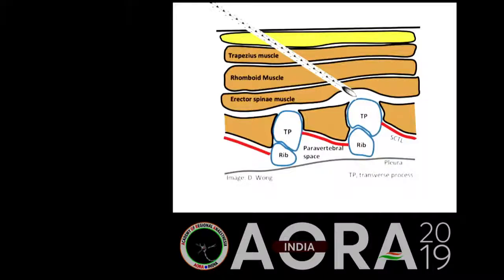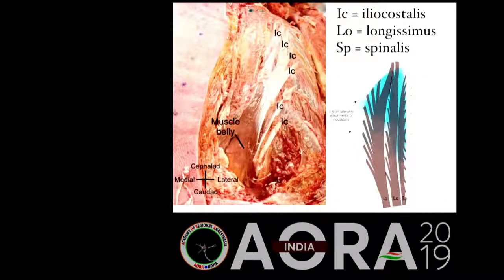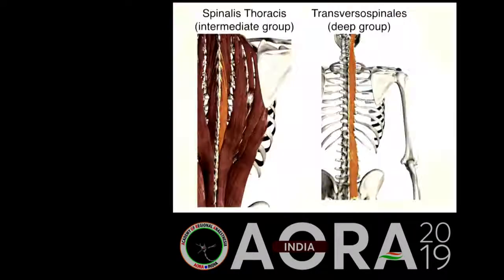The injection plane is well posterior to the ventral rami of the intercostal nerves. Erector spinae comprises spinalis, longissimus, and iliocostalis, forming the intermediate group of intrinsic back muscles. Anterior to the erector spinae are the deep group of back muscles, including the transversospinalis muscle, and this muscle may impede anterior spread of injectate to the ventral rami from the ESB plane.